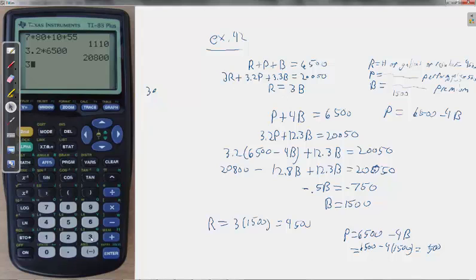How about this one? 3 times 4,500 plus 3.2 times, I think that was the 500, wasn't it? Yeah. Times 500 plus 3.3 times, what was that, 1,500? Yeah, 1,500. 20,050? 20,050. That is the correct answer.